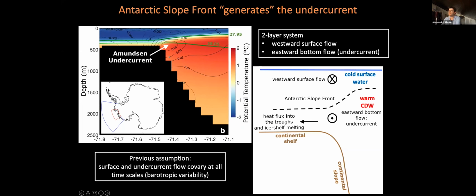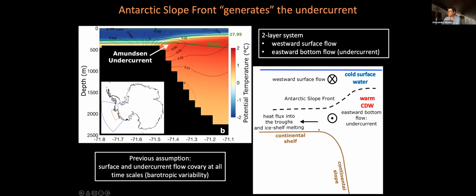If we have a look at the transect across the slope, we can see again this feature of the Amundsen Undercurrent. These black lines represent the velocity, solid lines represent eastward flow, and dashed lines westward flow. Again, we have this two-layer system with an eastward flow near the bottom.